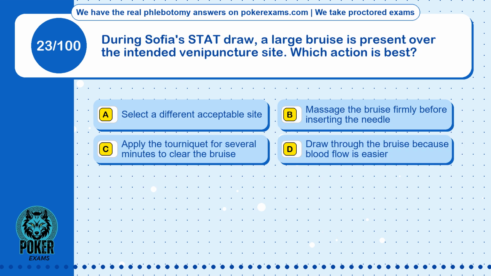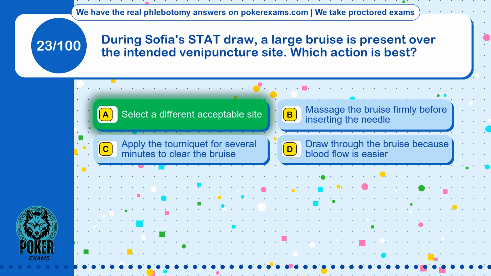Question 23. During Sophia's stat draw, a large bruise is present over the intended venipuncture site. Which action is best? Option A, select a different acceptable site. Option B, massage the bruise firmly before inserting the needle. Option C, apply the tourniquet for several minutes to clear the bruise. Option D, draw through the bruise because blood flow is easier.